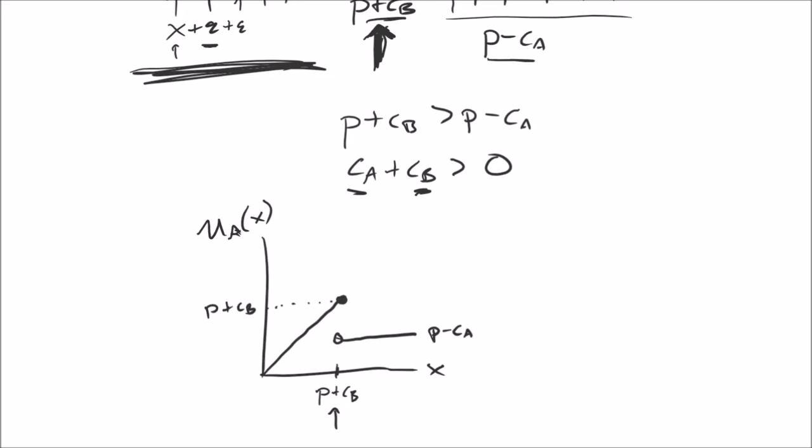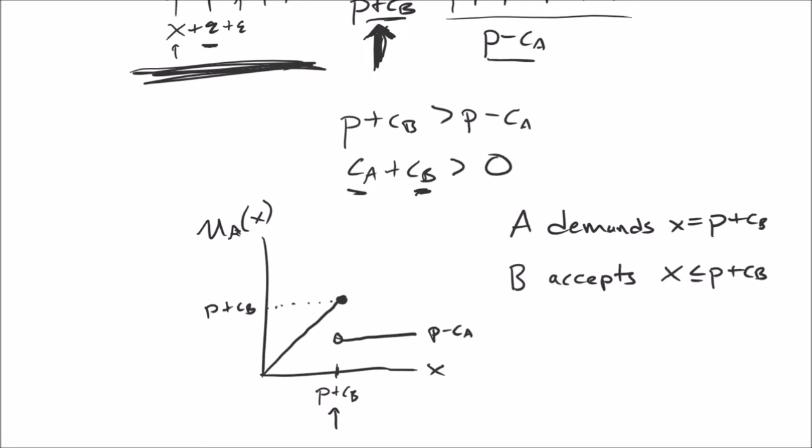So to recap, in the ultimatum game, A demands X equal to P plus CB. And what does B do? Well, B accepts X less than or equal to P plus CB and rejects X greater than P plus CB. This is our subgame perfect equilibrium of the ultimatum game. That's it. That's all there is to it.